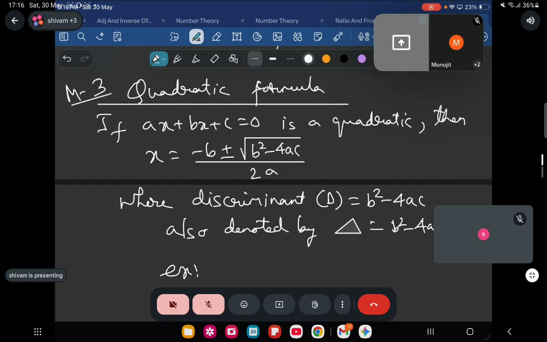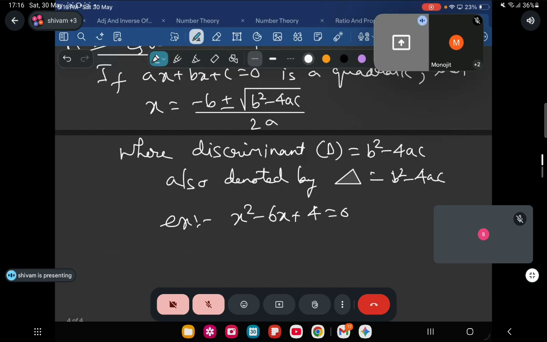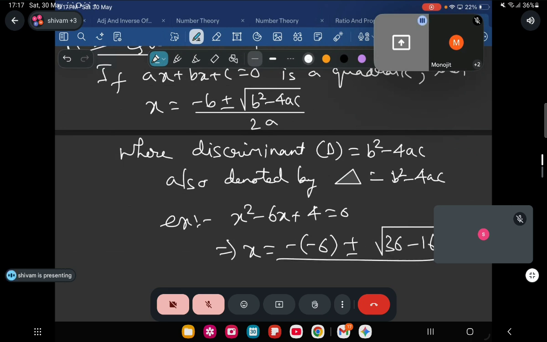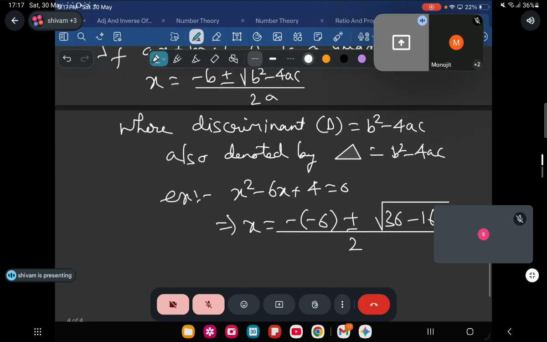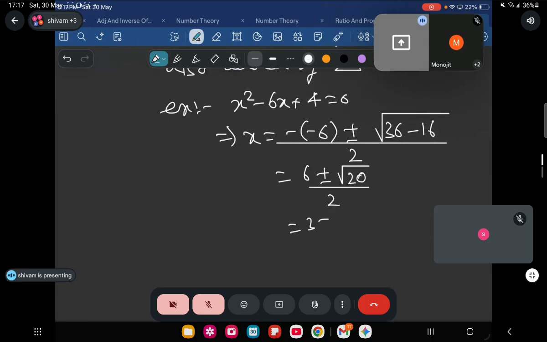For example, x square minus 6x plus 4 equal to 0. Can we factorize this? No. So x will be equal to minus of minus 6 plus minus root over b square minus 4ac, that is 36 minus 16, by 2. So this will become 6 plus minus root 20 divided by 2. What is square root of 20? 2 root 5. So this will become 6 plus minus 2 root 5 by 2, which is equal to 3 plus minus root 5.